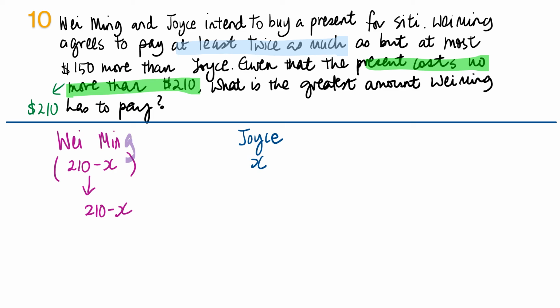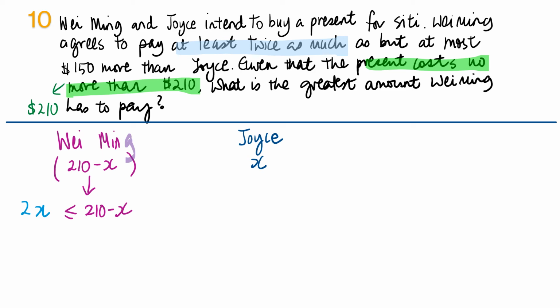So what does at least mean? At least $3 means minimum 3. So it can be 3, 4, 5, 6, 7. If he has agreed to pay at least 2X, it means it can be 2X or more. So therefore, we can form the first inequality: more than or equal to 2X. The amount of money Wei Ming is paying is 210 minus X, and this amount is more than or equal to 2X. So that is the first inequality.